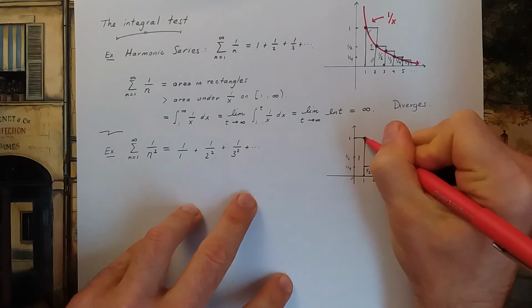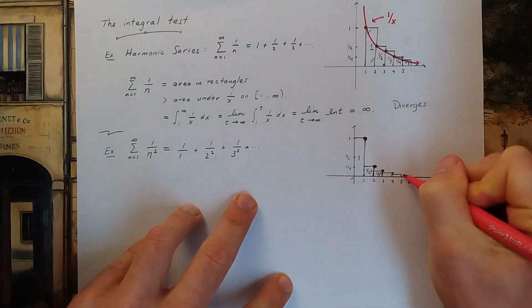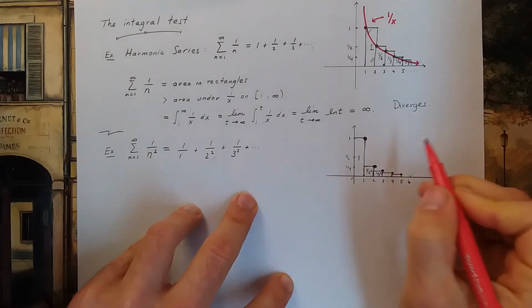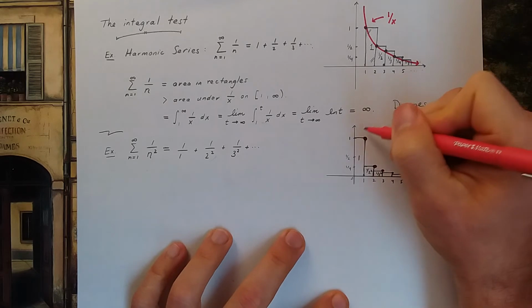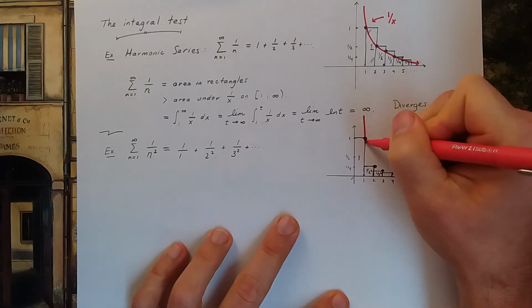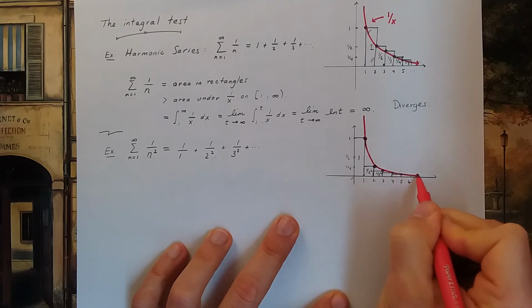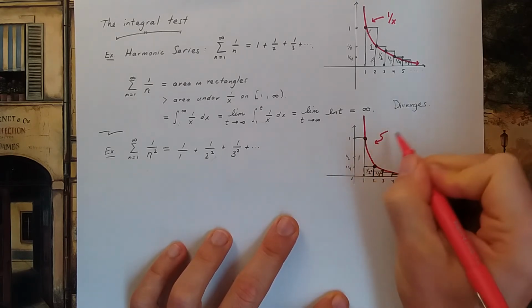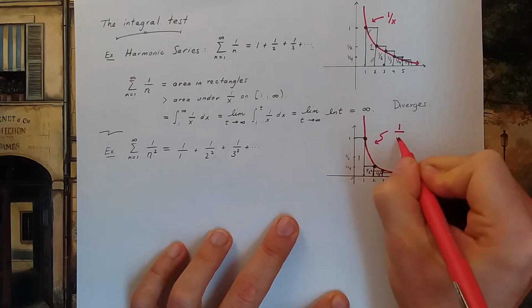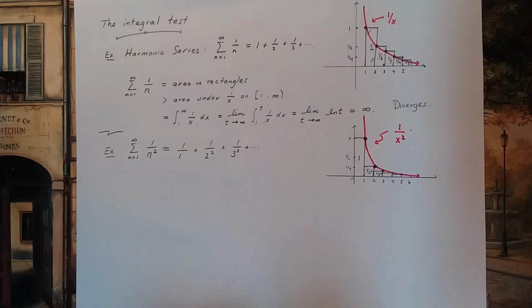Next, I'm going to draw a curve that passes through the right-hand endpoints of my rectangles. So I'm going to draw this curve that goes like this. That's the graph of 1 over x squared.